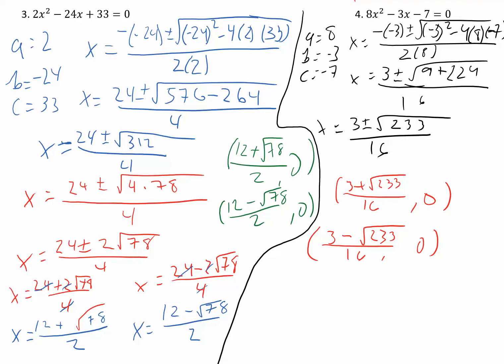So in this case, once we got to simplifying the radical, there were no perfect square factors of 233. So I couldn't simplify the radical. So I'm left with my two answers, 3 plus the square root of 233 over 16, comma 0, and 3 minus the square root of 233 over 16, comma 0. Okay, so those are our solutions by solving using the quadratic equation.